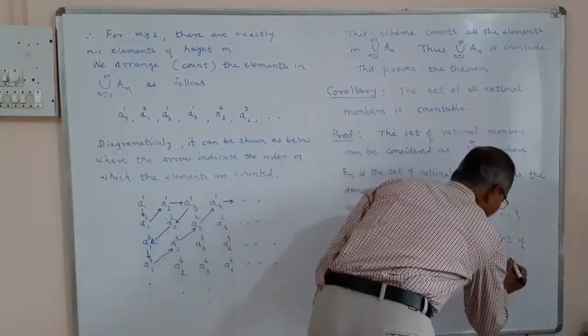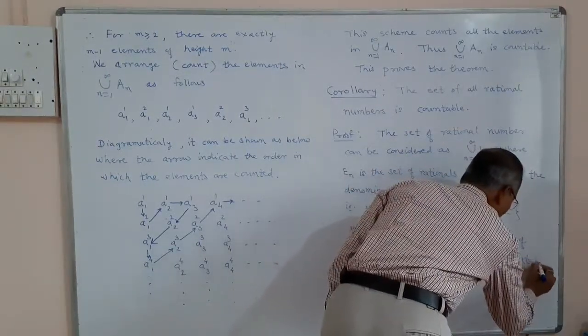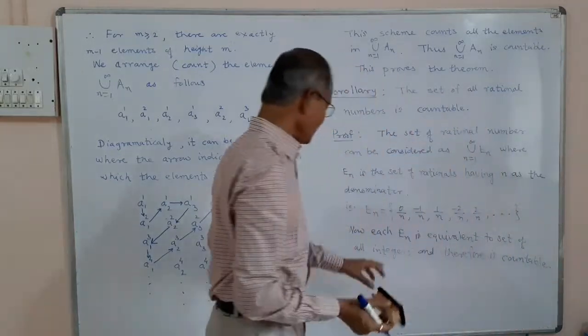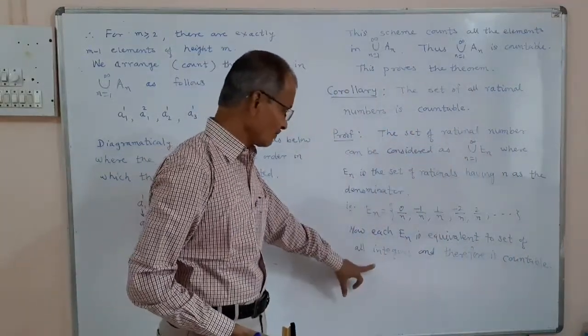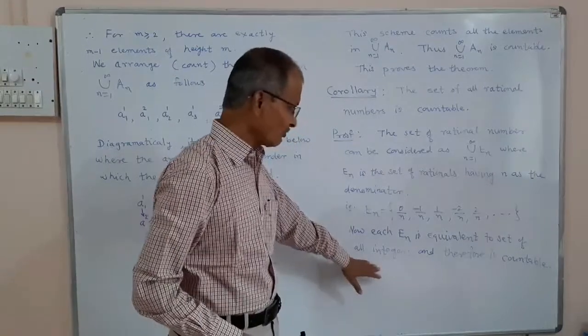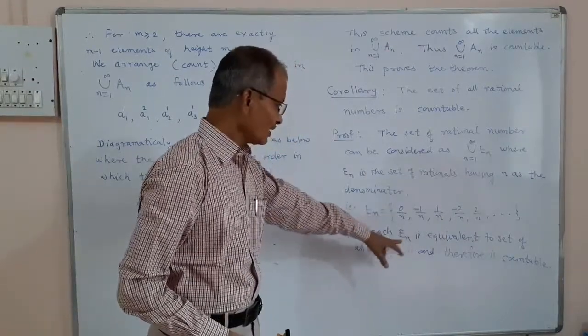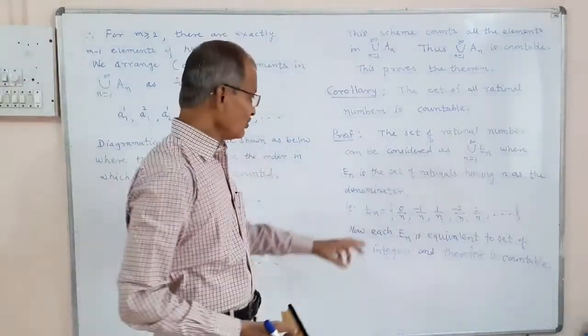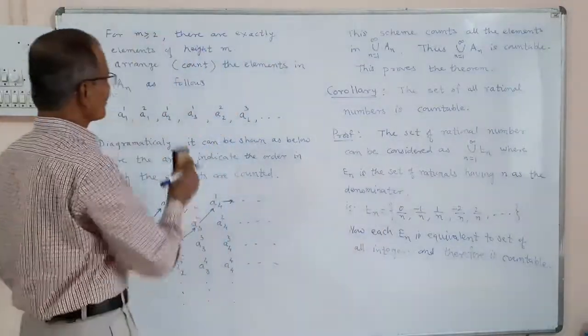So it is countable. Each En is countable. That means each En is equivalent to the set of all integers, and because the set of all integers is countable, therefore each En is countable. And the union of En is also countable.